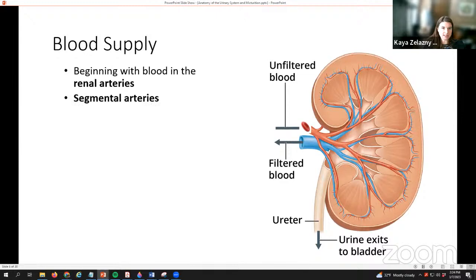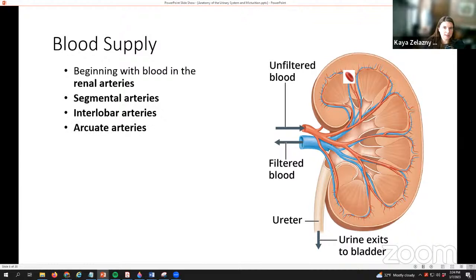Next, we're going to go through segmental arteries. So there are segments to your kidneys. So we're traveling through a segmental artery. Next, we can also think of the kidney as having smaller lobes. So we're going to have interlobar arteries. So we're traveling down one of those now. So you can see it going along like the edge of one of those renal pyramids.